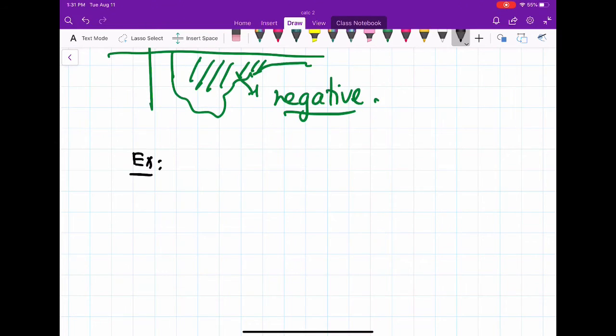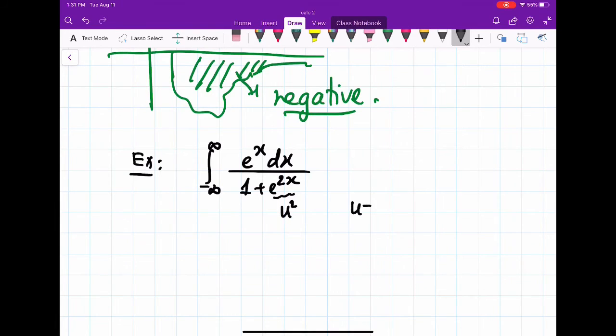Let's consider the integral from negative infinity to positive infinity of e to the x dx over 1 plus e to 2x. We have e to the x on the top, and in the bottom you have 1 plus e to 2x. So probably you may guess something like u squared in here if you put u equal to e to the x. That's the first thing.